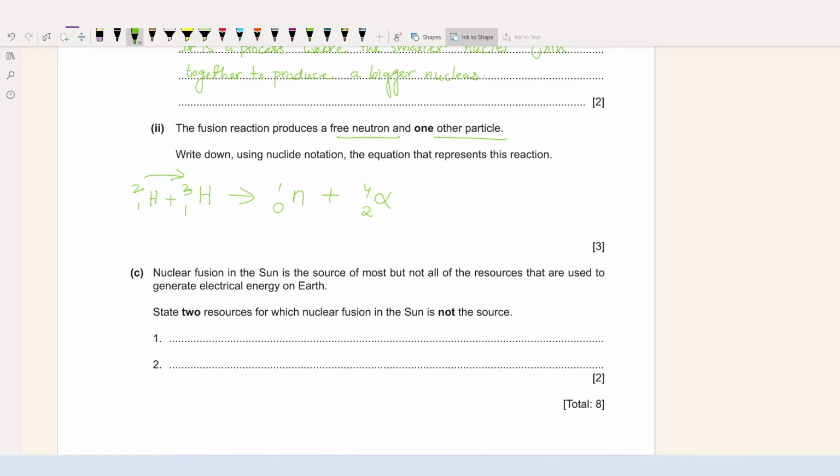Nuclear fusion in the sun is the source of most but not all the resources that are used to generate electrical energy on earth. State two resources for which nuclear fusion in the sun is not the source. There are many examples we can write: geothermal and nuclear energy.